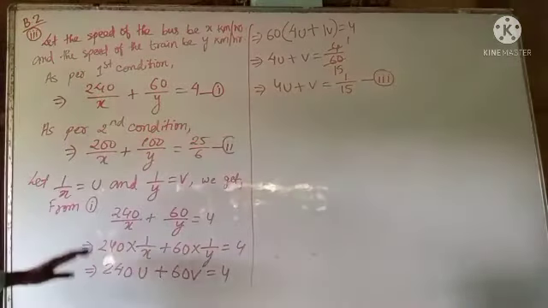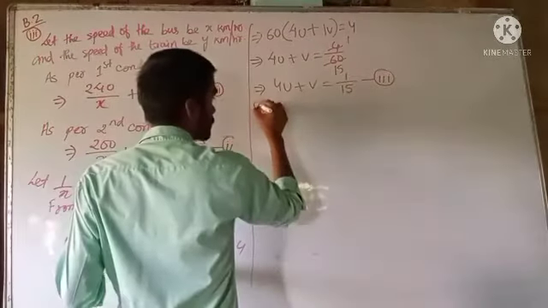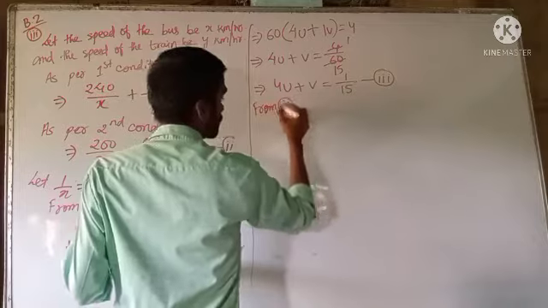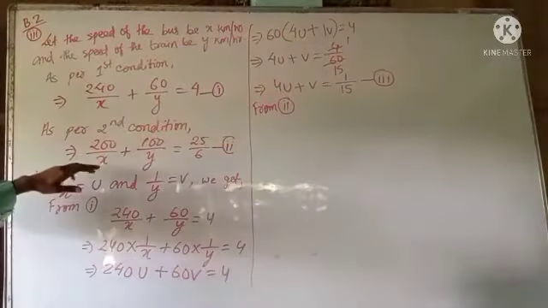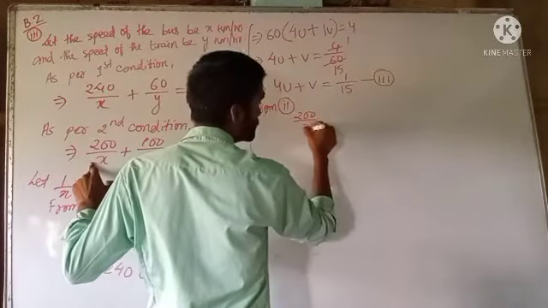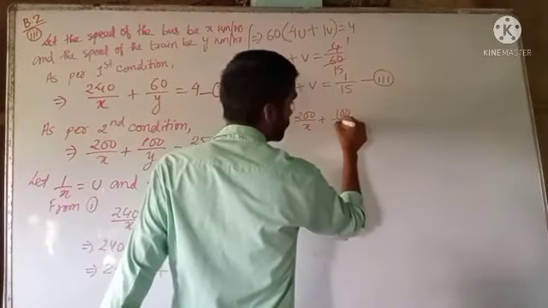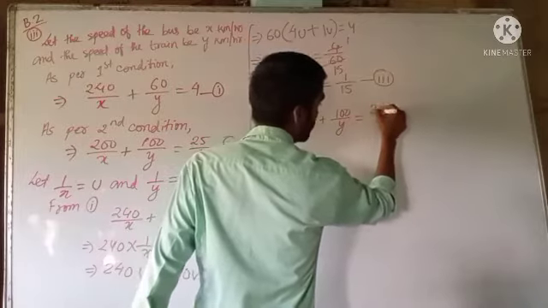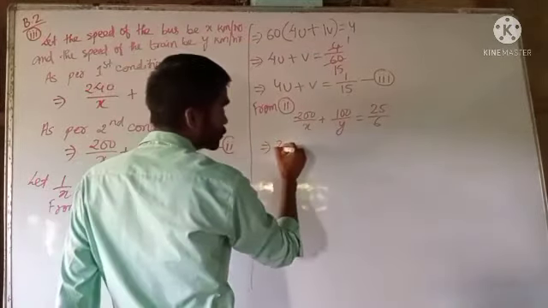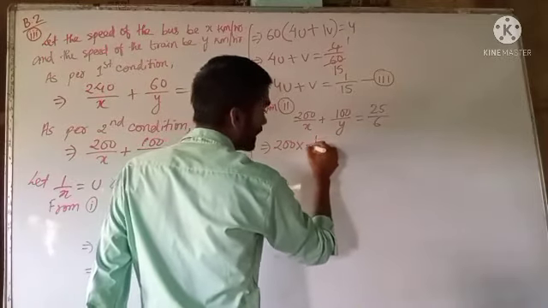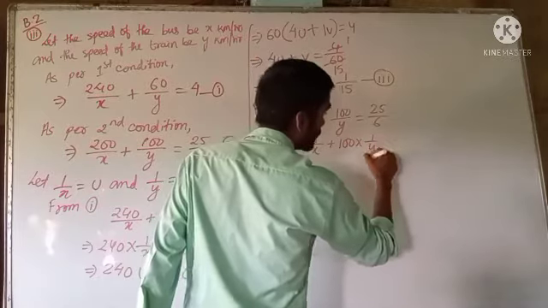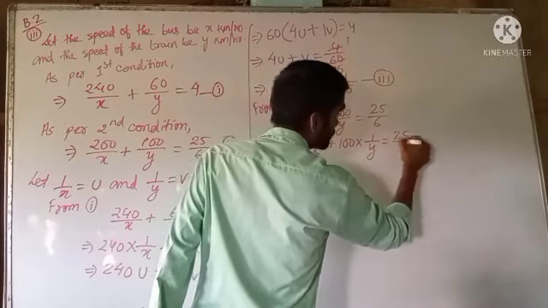Now we'll form the second equation also. What is the second equation? That is 200 by x plus 100 by y is equal to 25 by 6. Let us split this one: 200 into 1 by x plus 100 into 1 by y is equal to 25 by 6.